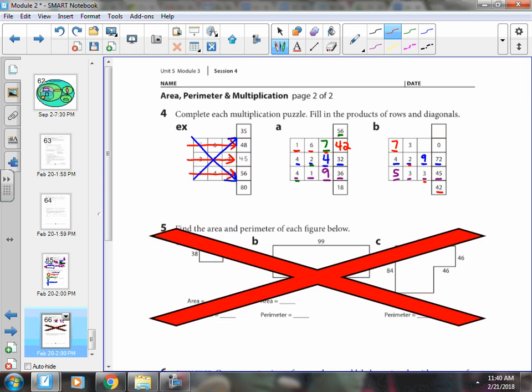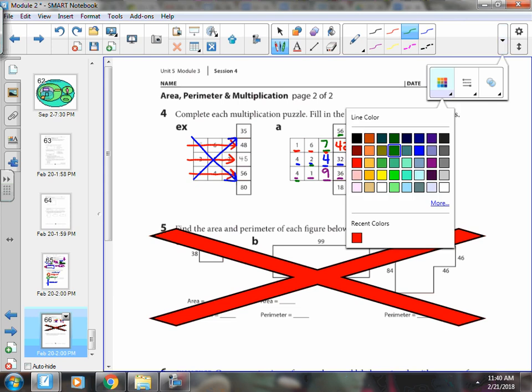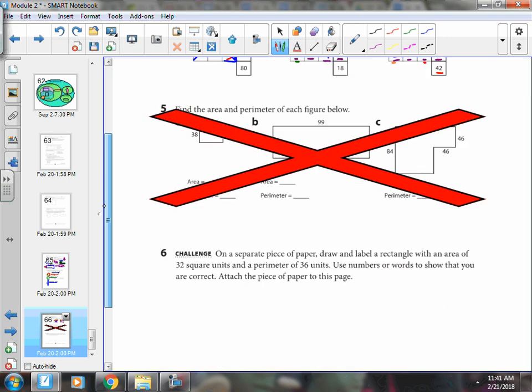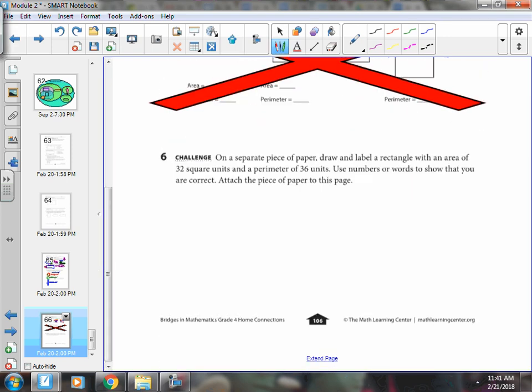Now I can go straight across. 7 times 3 is 21, times 0 is 0. And then finally, I can go diagonally. 5 times 2 is 10, times 0 is 0. We're skipping question number 5. Number 6, on a separate sheet of paper, I think we can fit it in. If you can fit it in, you do not have to use a separate sheet of paper. It says draw and label a rectangle that has an area of this and a perimeter of this.